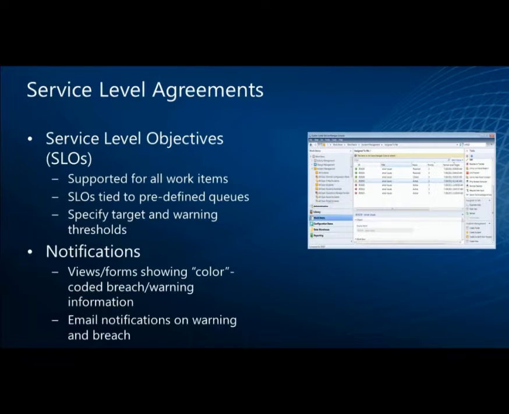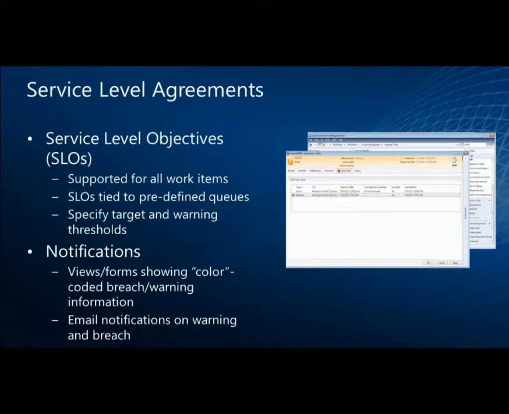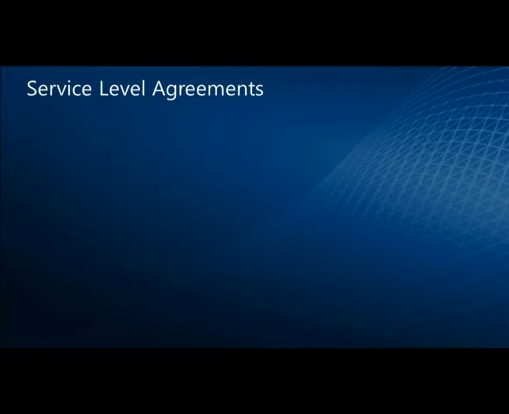So first off, we have our service level objectives, and we have our notifications. You can see there the screenshot that's come up. We see on the left-hand side also a little icon showing us where that particular work item is in its SLA's life cycle. And if we pull that up, we can see the details about that service level and where we are. In this case, we have two SLAs tied to this particular work item. One has been breached, the other is still active. So we can have multiple service level objectives tied to a specific work item.